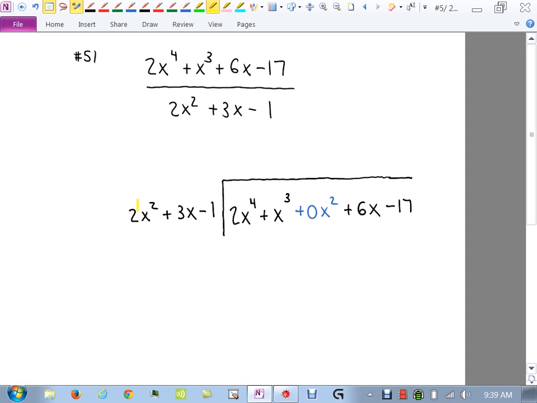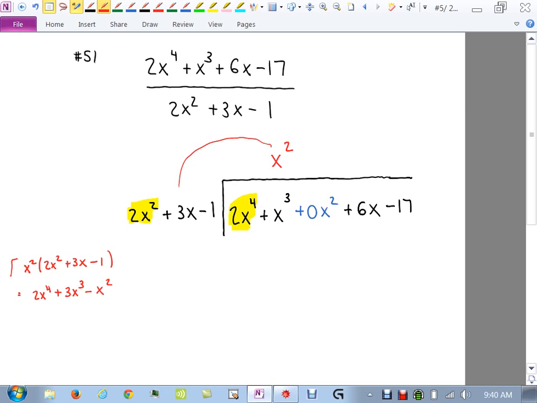All right, how do I get a 2x squared to turn into a 2x to the fourth? I just need x squared, right? Okay, so x squared. I'm going to have to multiply that through to this. So that'll be my scratch work I do on the side here. I have to multiply x squared times 2x squared plus 3x minus 1. When you multiply that through, you should get 2x to the fourth plus 3x third, then minus 1x squared or just minus x squared, either way.